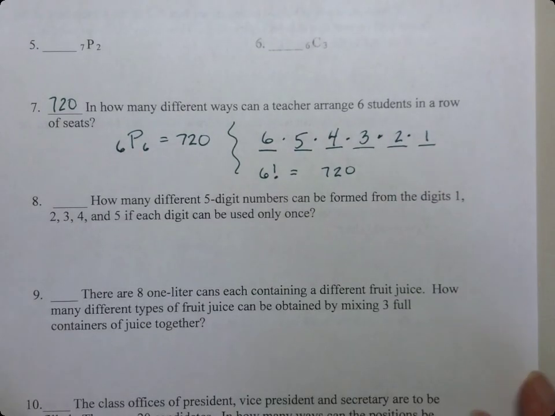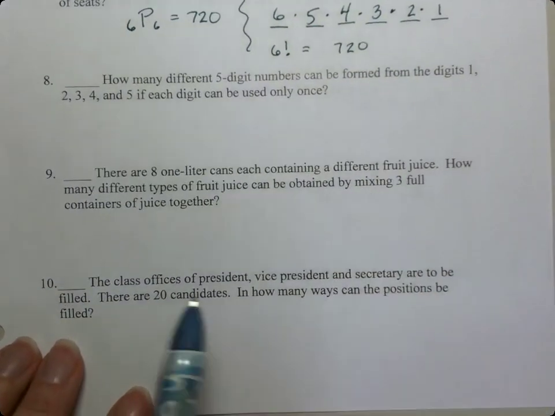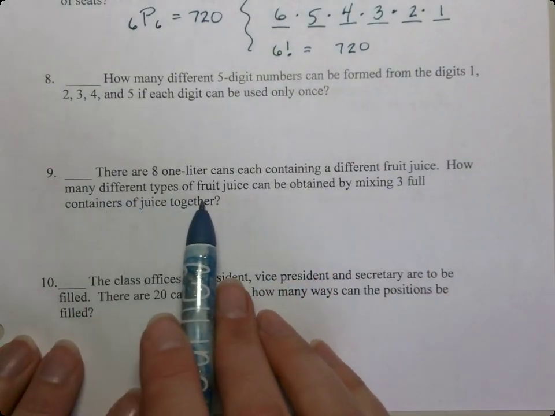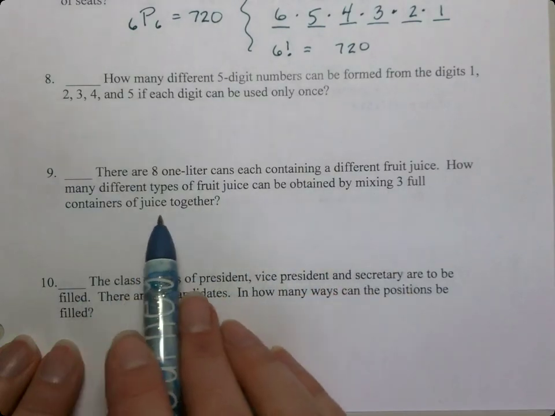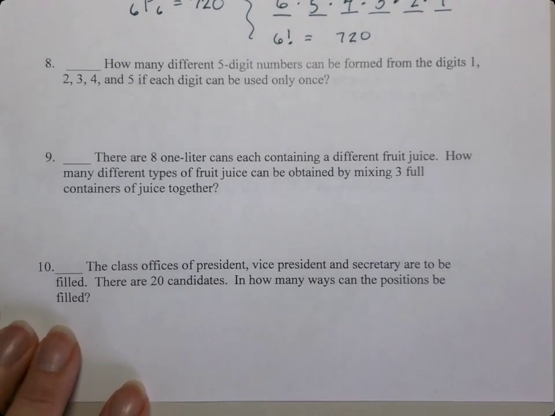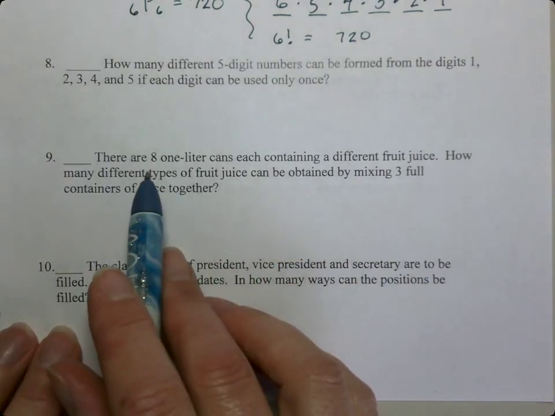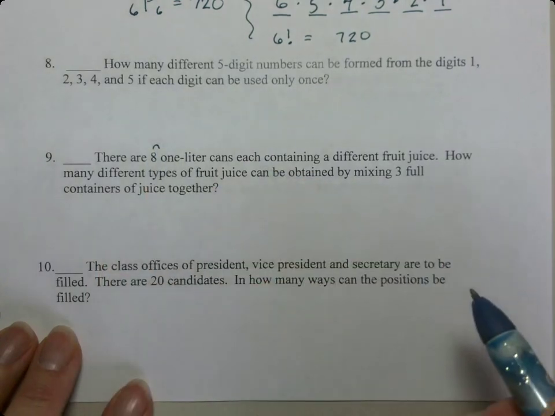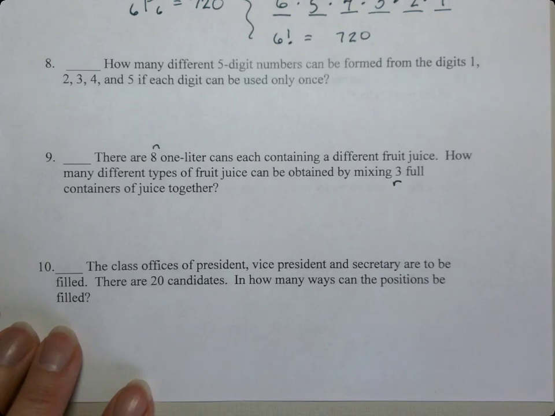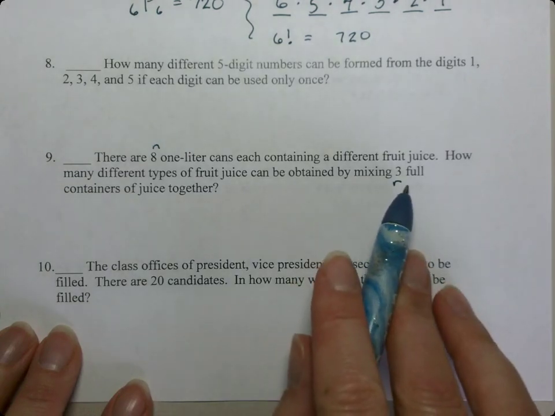Okay, jump to number 9. There are 8 1-liter cans containing different fruit juice. How many different types of fruit juice can be obtained by mixing 3 containers together? Does the order matter? Does it say anything like it'll get messed up if you don't? Okay. So how many do I have? 8. That's my n. And how many am I picking? 3. So if the order doesn't matter, permutation or combination? Combination, the C, because the order doesn't matter.